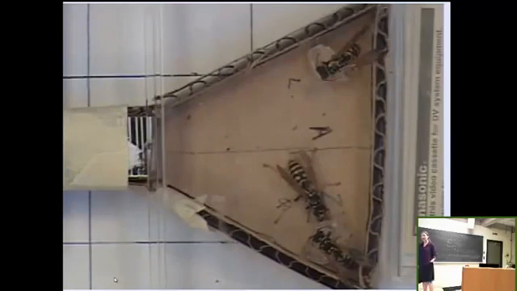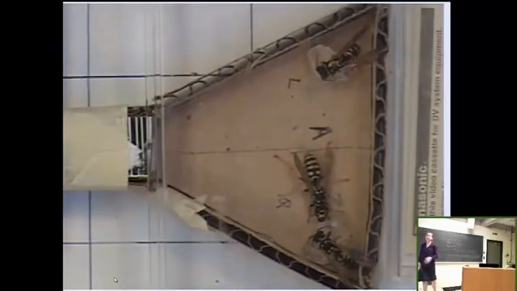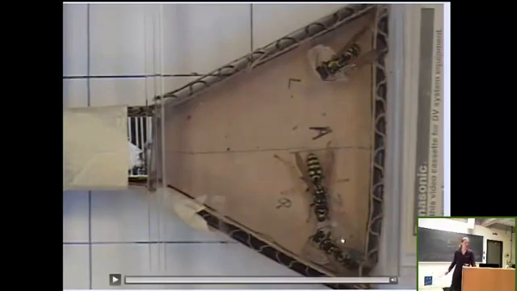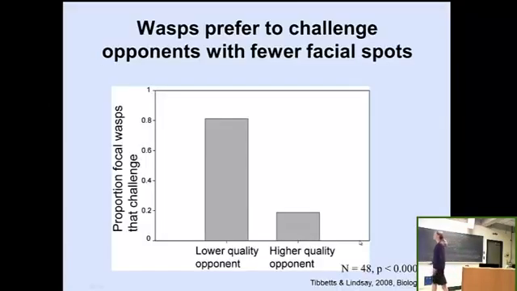So we did this experiment lots of times, using lots of different choosing wasps and lots of different guard wasps. And overall, the results are pretty consistent. So wasps preferentially challenge the individual with fewer facial spots. About 80% of the time, they chose the individual with the lower brokenness facial pattern. So I was pretty excited about this because it shows that these facial patterns are actually a signal of fighting ability. Wasps are using this variation to make decisions.